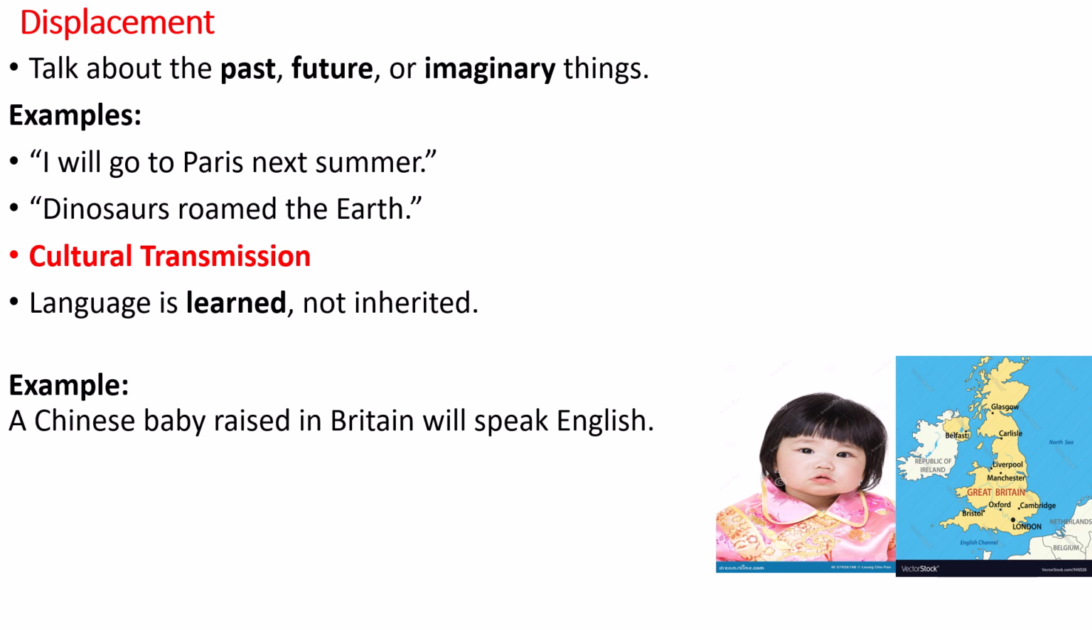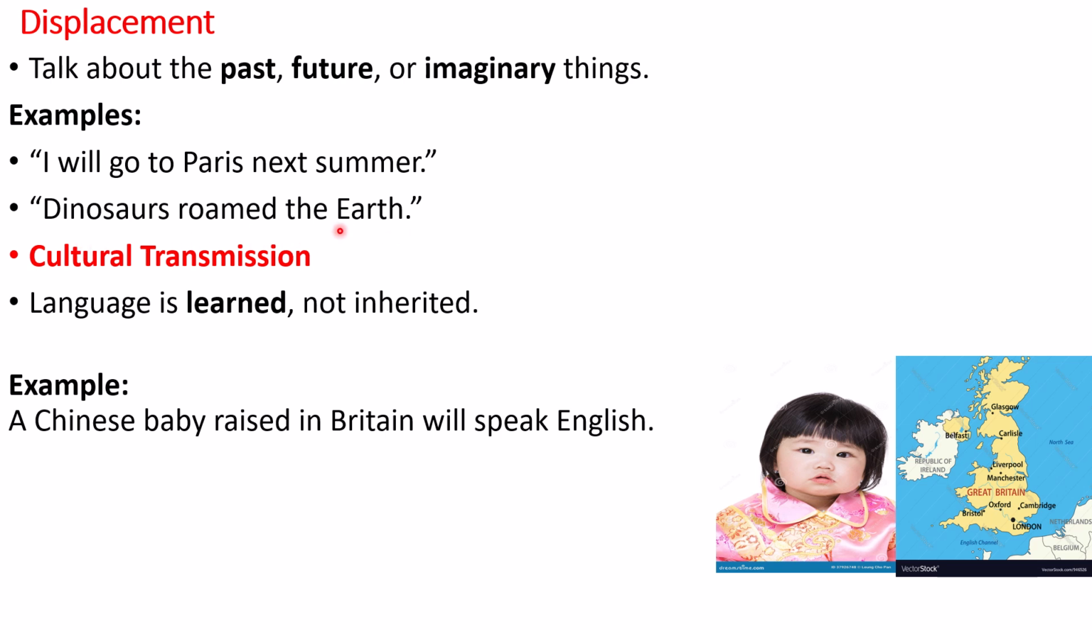The fourth characteristic feature of human communication, displacement. Human communication allows individuals to talk about things that are not present in time or space: past, future, or imaginary. Humans can talk about the past, future, or imaginary things, but not animals. So humans have this advanced feature of displacement. For example, we can say I will go to Paris next summer, future, and dinosaurs roamed the earth.